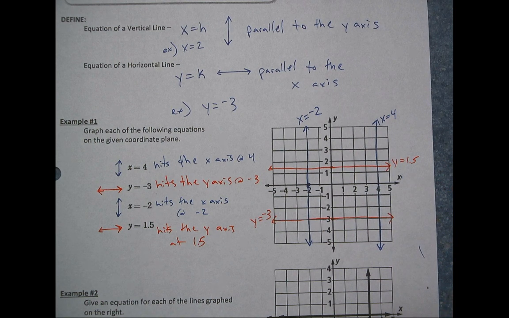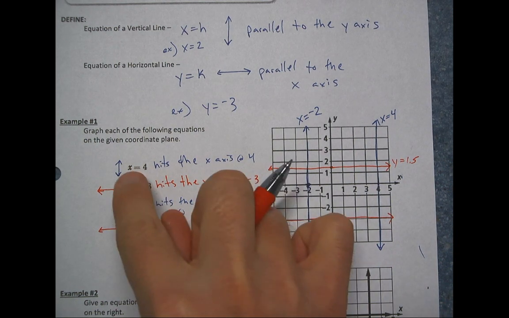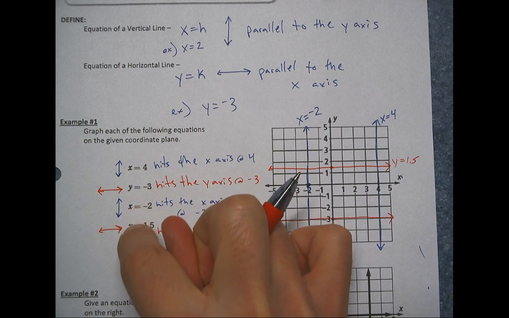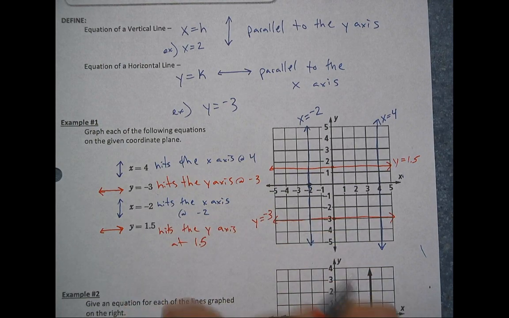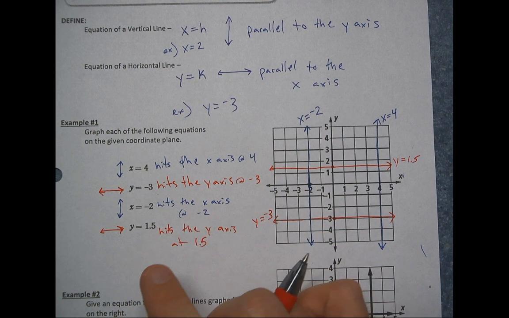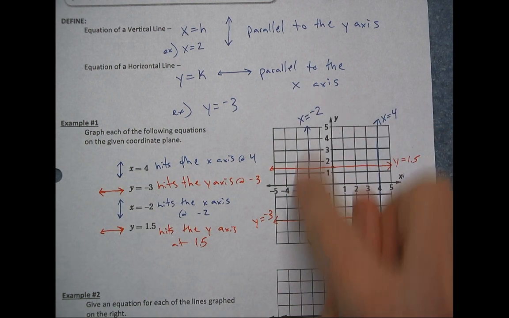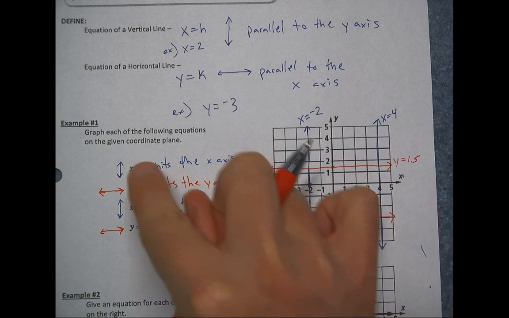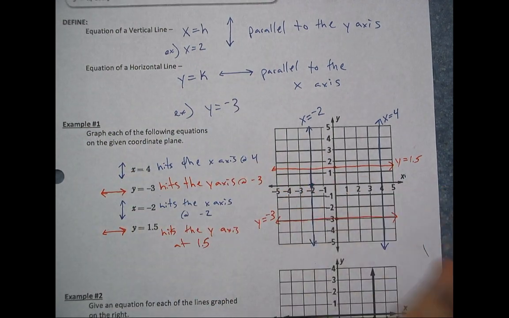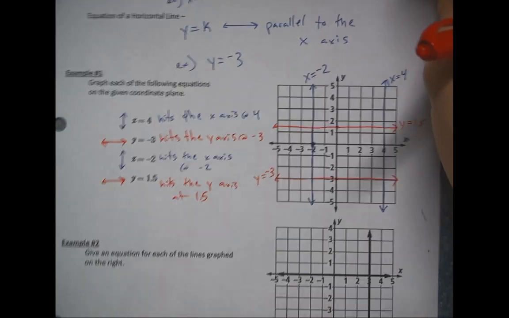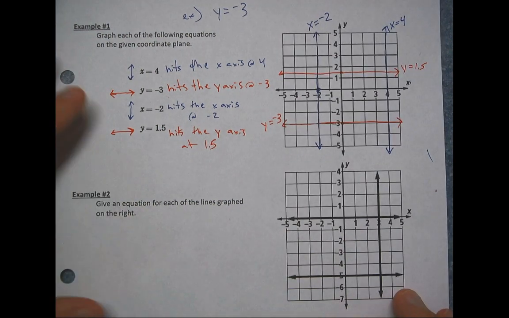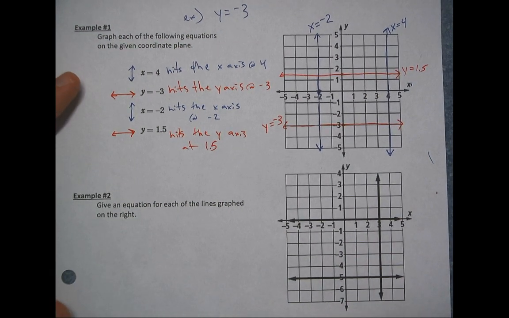So that's what these look like on a graph. Whatever variable you see in the equation, that's the axis it hits. And it's actually going to look like the opposite axis. So if it says x equals 4, it looks like the y-axis. It's parallel to the y-axis, but it hits whatever it says. It hits the x-axis. Okay, so if we slide down, let's do the opposite direction. We're going to give an equation for each of the lines that we see right here.